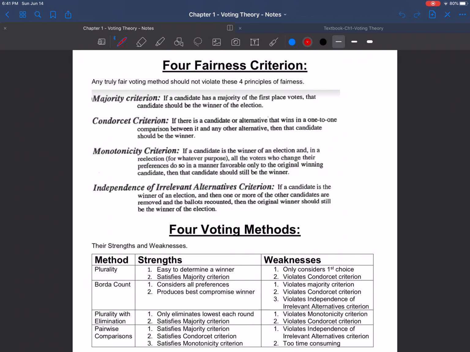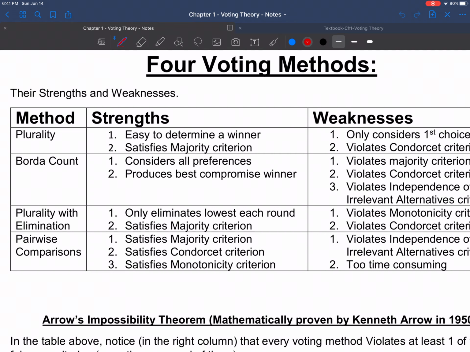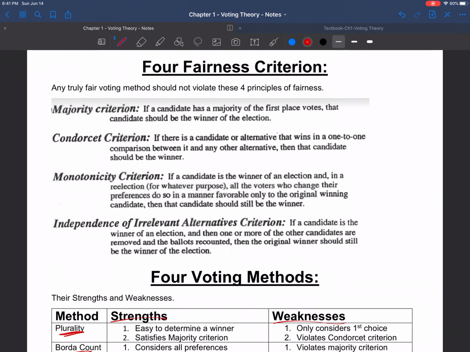It'll say Important Notes. Notice it's got the 4 methods on the left: plurality, Borda count, plurality with elimination, and pairwise comparisons. And it tells you the strengths and the weaknesses of these methods. Up here, we've got 4 fairness criteria. These are 4 ideas about what's fair. In other words, any voting method that is truly fair should follow the majority criterion, the Condorcet criterion, which is named after a French guy, the monotonicity criterion, and the independence of irrelevant alternatives criterion.